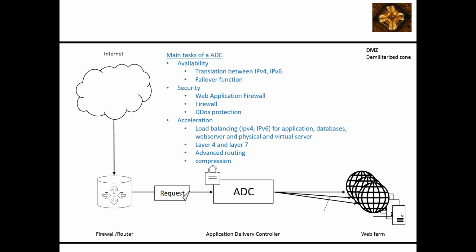It does it for applications, databases, web servers, physical and virtual servers, and it does it at layer 4 and layer 7 of the OSI model. It does advanced routing and also functions like compression. So if the ADC controls the request and decides the request is fine, then the request goes through to the server that the ADC told it to go to.